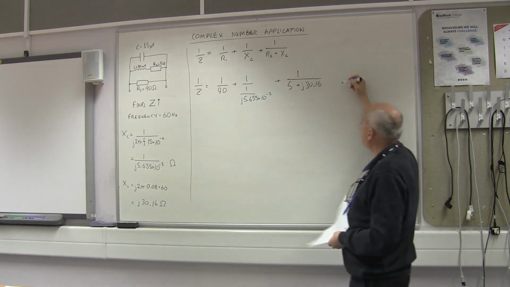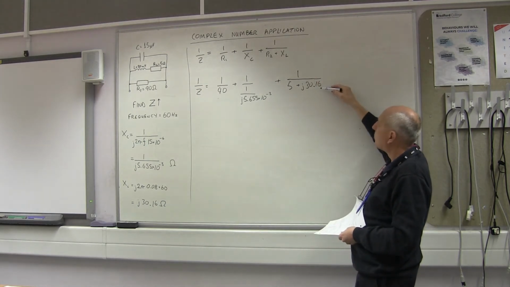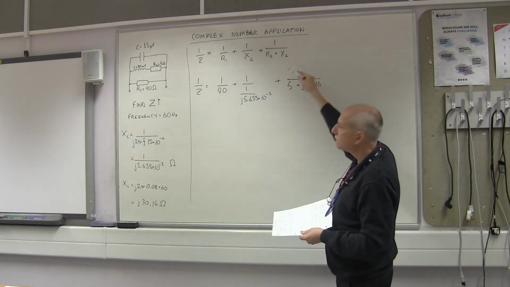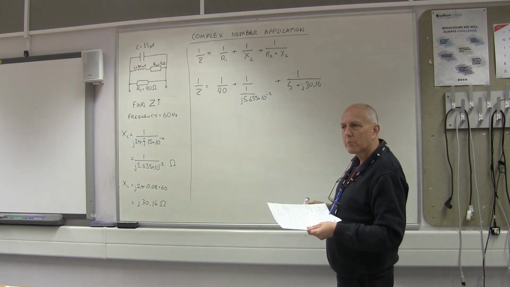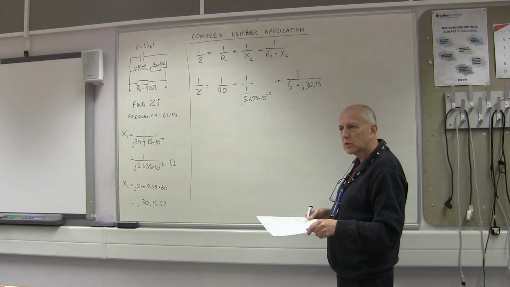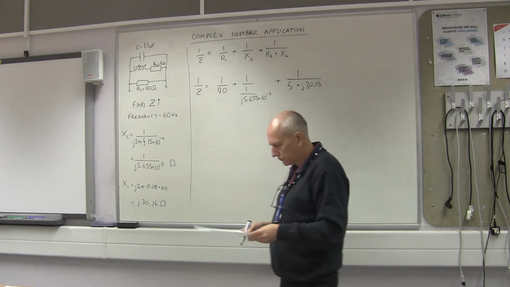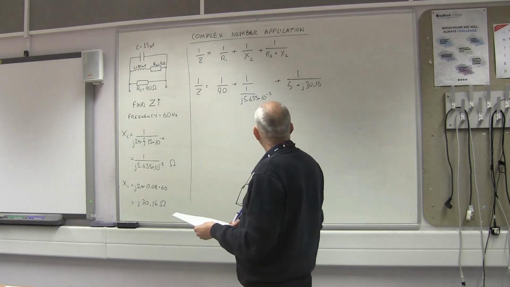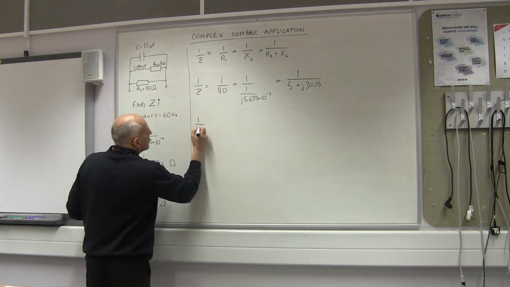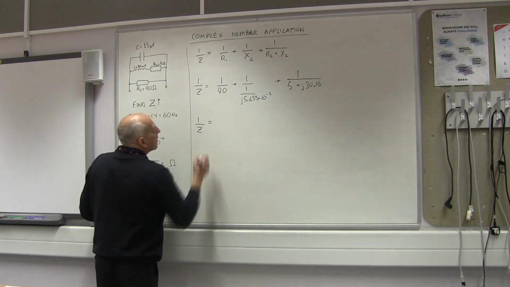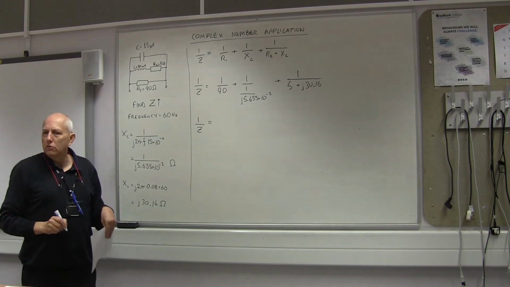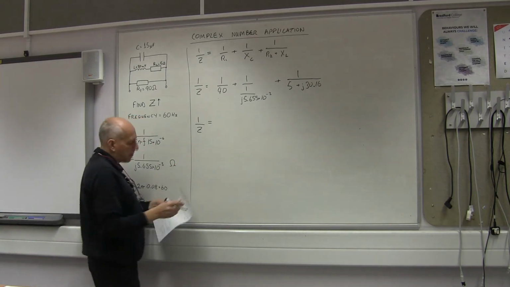I've got 1 divided by 5 plus j 30.16. So it's a complex number. So how do you think I'd solve this one? So basically we're doing a division with a complex number. And what did we do to solve those? Is it the rectangle form? It's rectangle form, yes. So how did we solve rectangle form when we had to divide? What was that method?